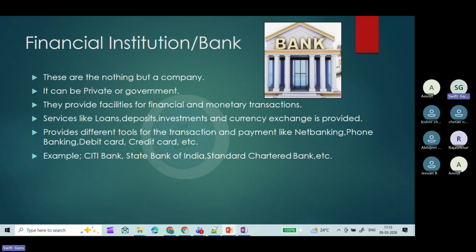In terms of payments, they can provide you different tools depending upon the type of customer, be it net banking, phone banking, corporate banking, or commercial banking. And you have debit card, credit card, demand draft, checks, and plenty of other ways by which you can make the payment. Examples of financial institutions or banks are all the banks where you currently have the salary account or savings account. MNC banks, for example Citibank and Standard Chartered Bank, and many other banks, have a presence in multiple countries around the globe.